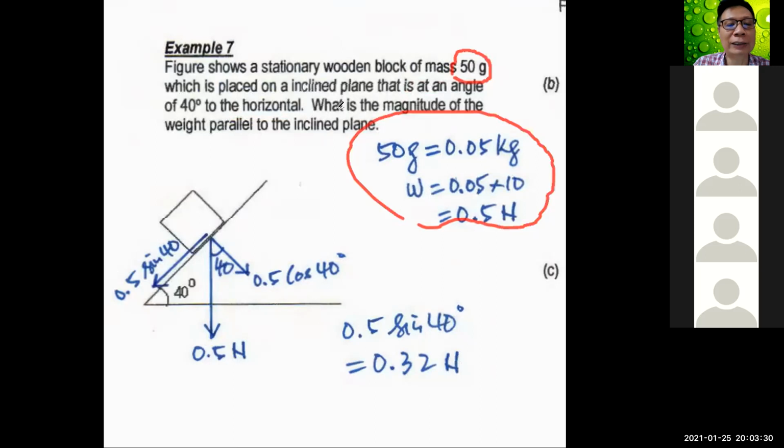This question, they ask you to find the magnitude of weight parallel to the inclined plane. It means you are asked to find this only, not this one. Only calculate this one, 0.5 sine 40. Press calculator, you get this number as your answer. Understand? This resolution is not difficult. Later on, you will see in the objective questions there are a lot of challenging questions. It's very important to understand this one first.